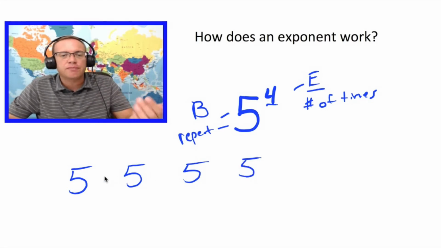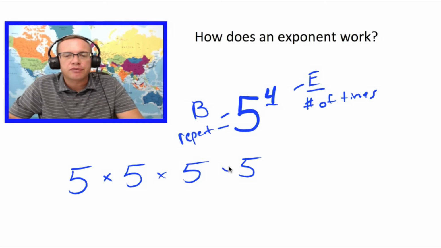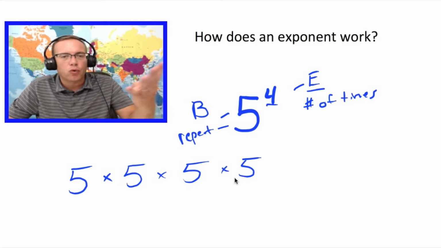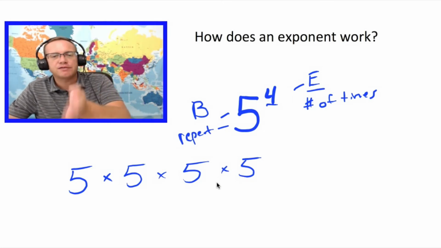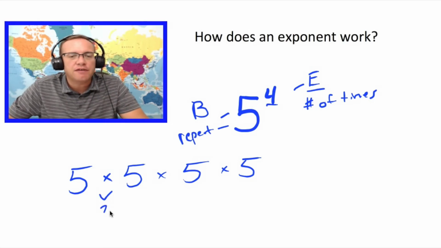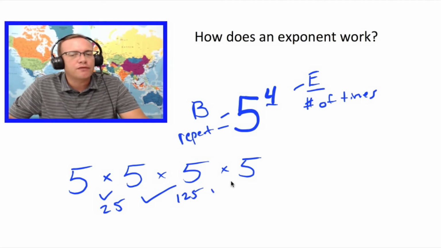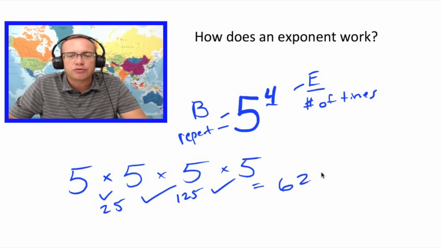And all this is repeated multiplication. So we're just simply going to multiply 5 together 4 times. 5 times 5 times 5 times 5. 5 times 5, 25. 25 times 5, 125. And 125 times 5, 625.